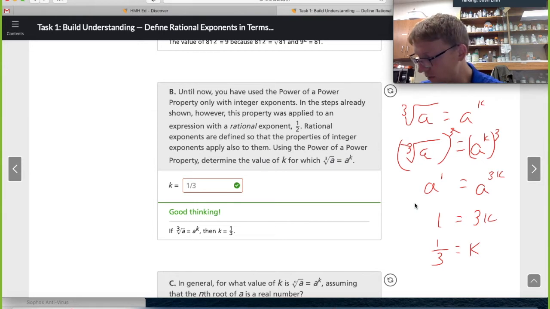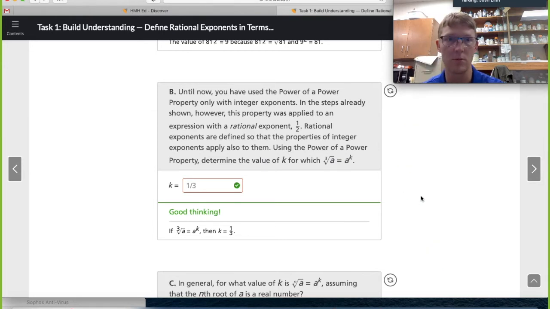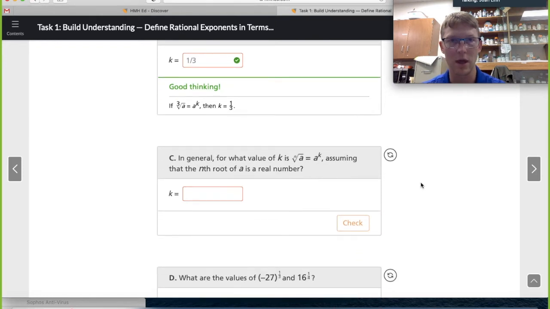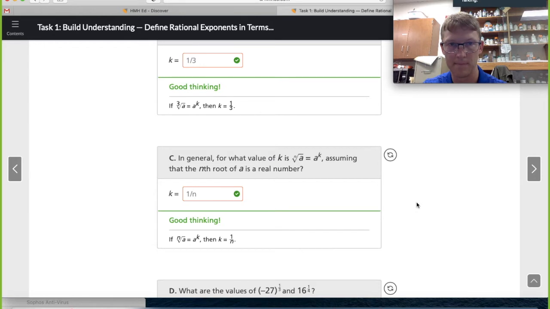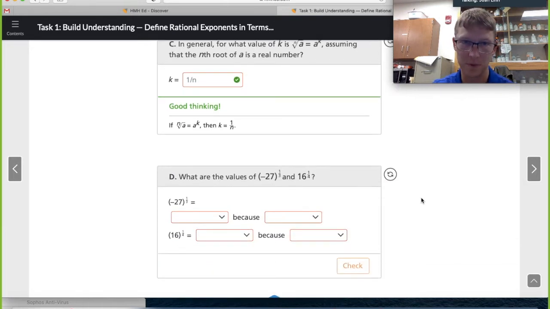So it worked with square root, it worked with cube root. Can we make a rule out of it? That's what we're talking about here. In general, for what value of k is the nth root of a equal to a^k, assuming that the nth root is a real number? In that case, k is going to be equal to 1 over n. This is something that's going to be very helpful for us while using exponents.